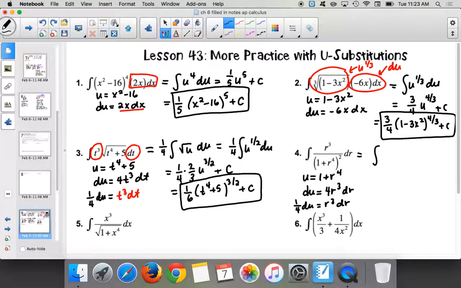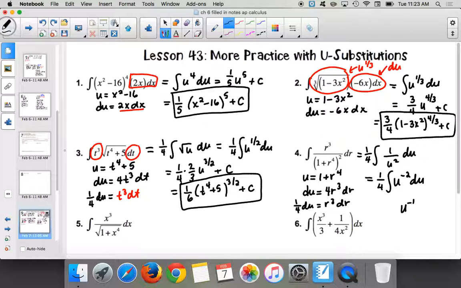So when we replace, the bottom is u squared. The r cubed dr is replaced with 1/4 du. So we can write 1 over u squared du, which is really our u to the -2 du. Now, a lot of you guys are messing up integrating with negative exponents. If you have u to the -2 and you add 1 to the power, you're not at u to the -3.